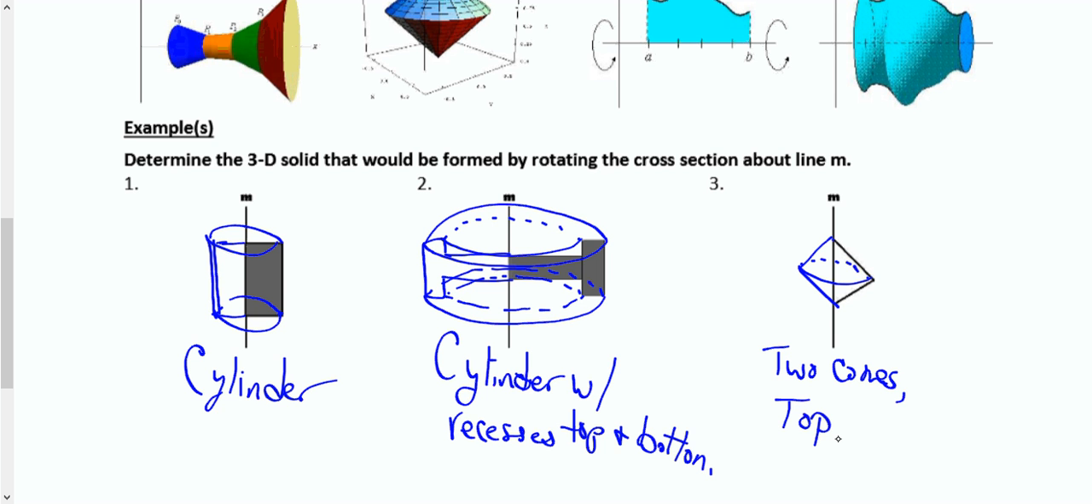Okay. Well, let me ask you this. If you rotate something, will you get a pyramid, something with flat sides? No. No, Charlie.